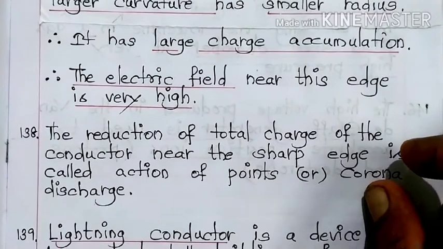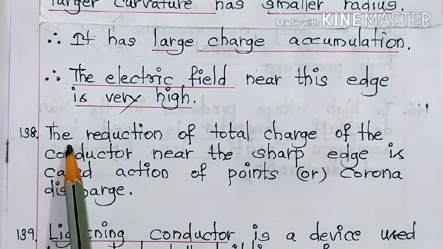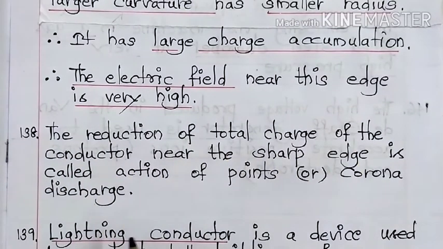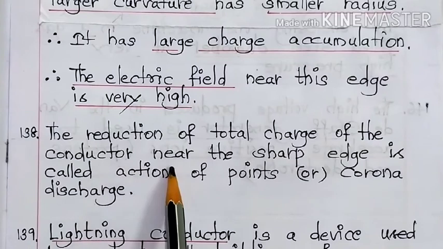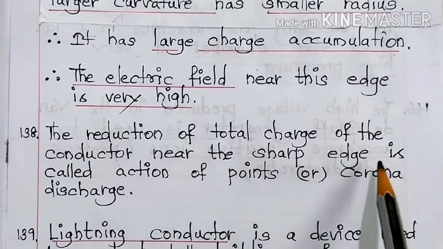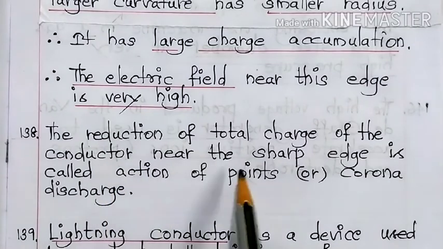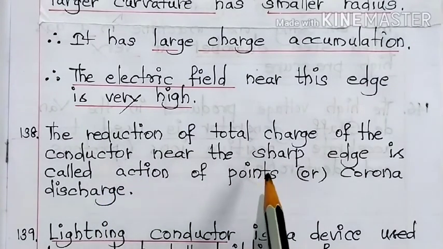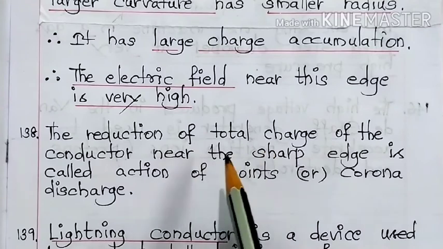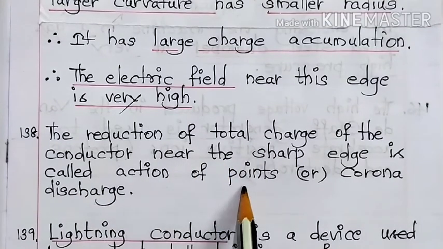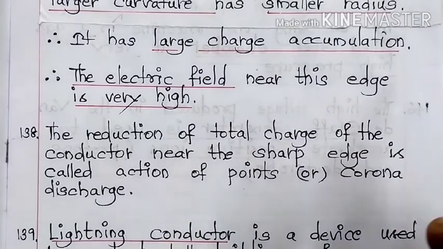Next one. The reduction of total charge of the conductor. A conductor is there, it has got a charge. The reduction of total charge of the conductor near the sharp edge is called... If a conductor has got a sharp edge, at that edge, the total charge of the conductor gets reduced. This phenomenon is called action of points or corona discharge.